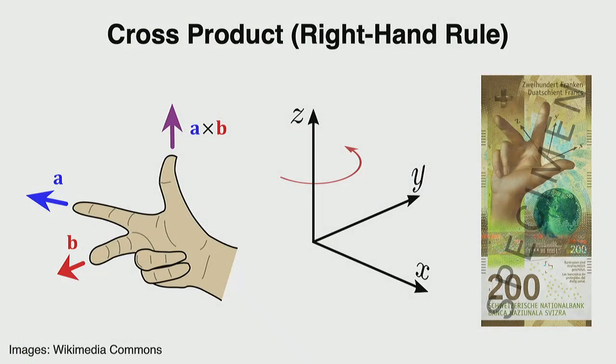You want to use your right hand. Don't use your left hand. Make sure you're using your right hand. And one method, as shown in this diagram, is to keep your fingers fixed, and not move your fingers around.